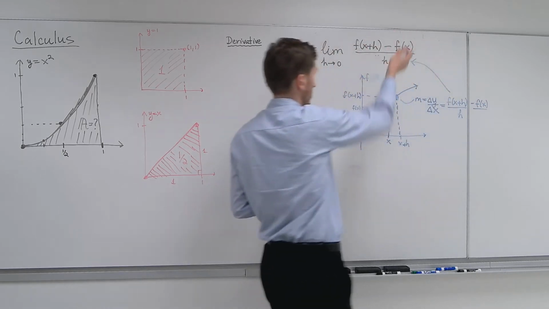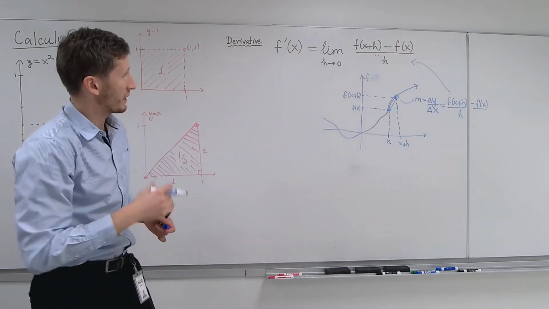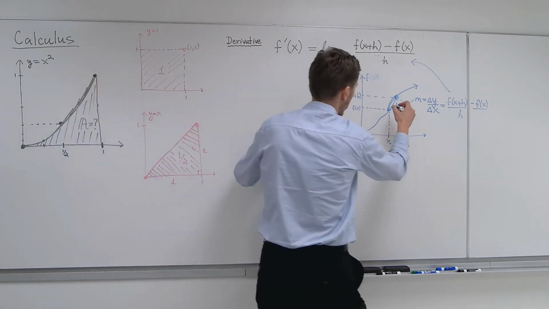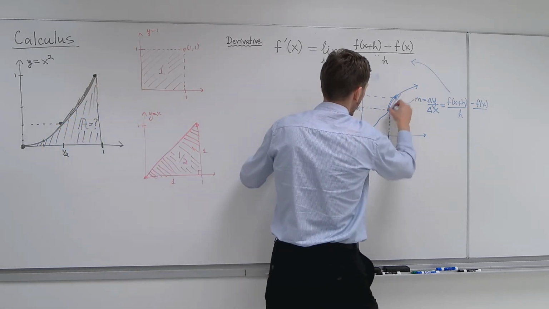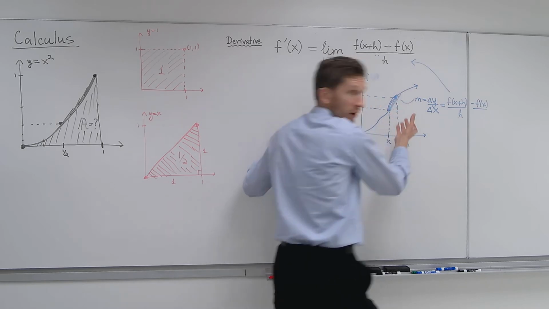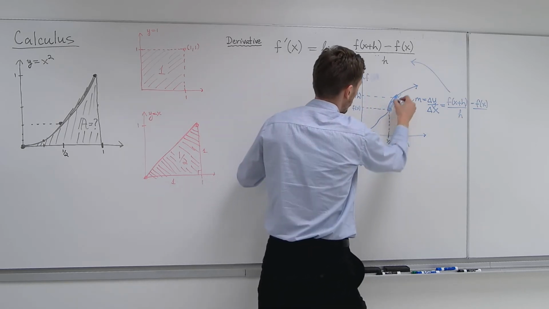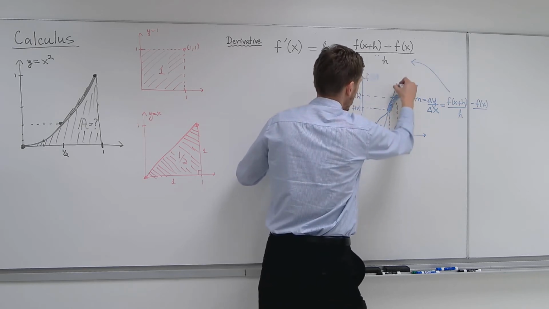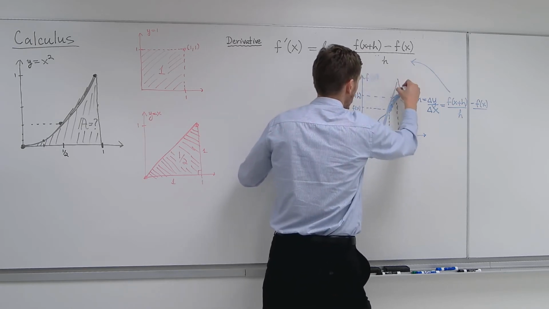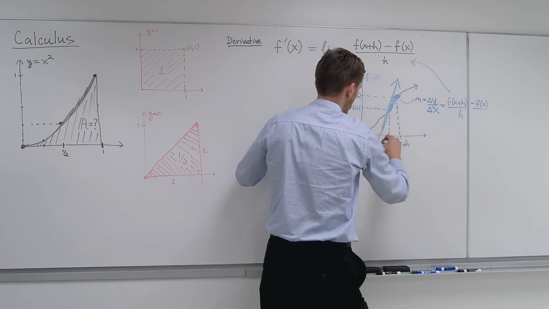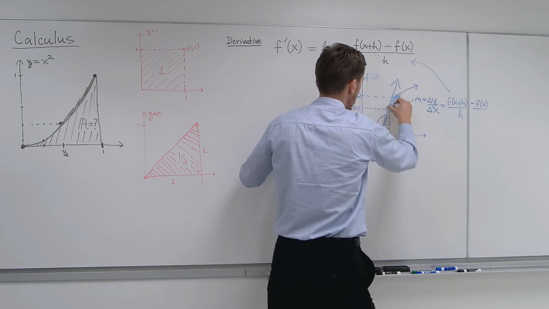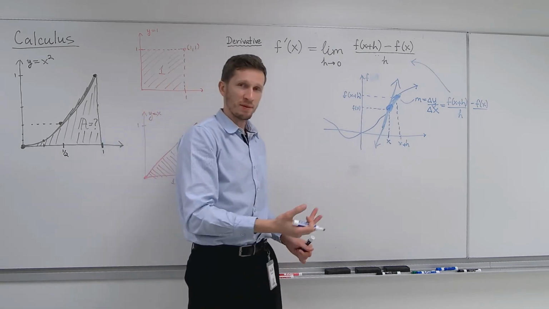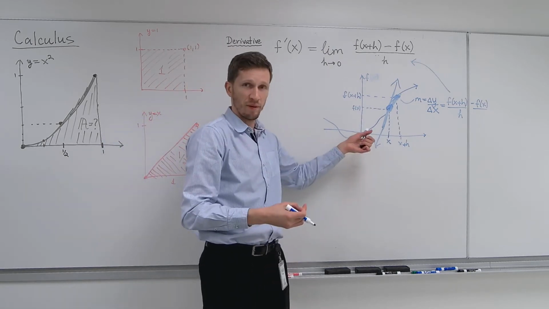Now if I'm taking the limit as h goes to 0, instead of it being here or there, the slope of the line between these two points becomes the slope of the line basically at this point. And as you can see, it's a tangent: the slope of the tangent line at this point to the function. That's a quick glimpse of what the derivative means graphically.